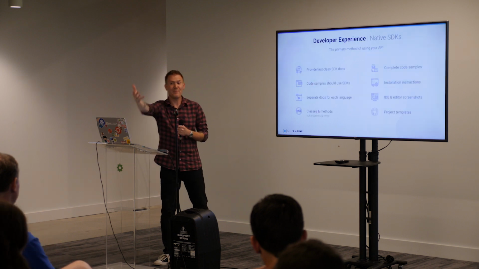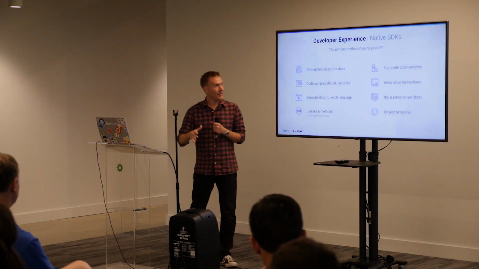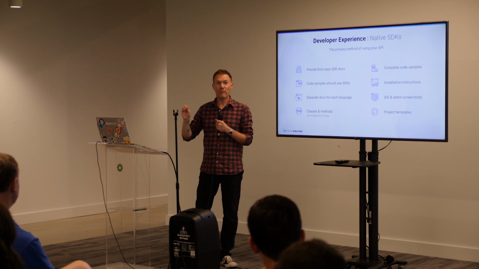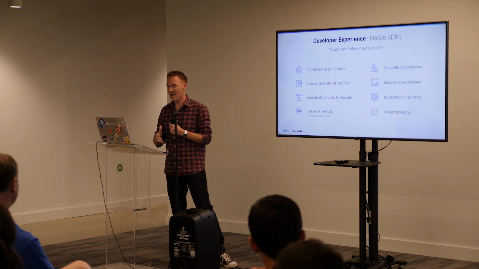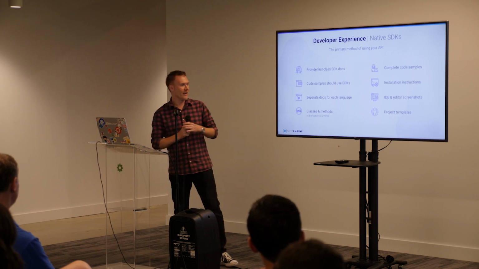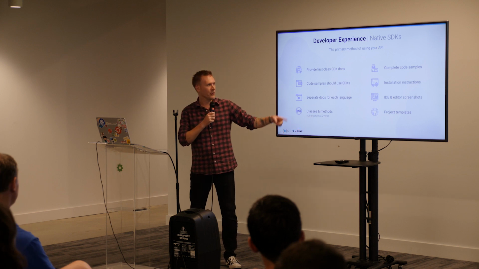And so that's where this comes back to your documentation. When you have SDKs, they are the primary method of using your API. Therefore, you're no longer documenting a REST API. You're now documenting a software library. So it's not about endpoints and verbs. It's about classes and methods. Your code samples should actually use your SDKs.